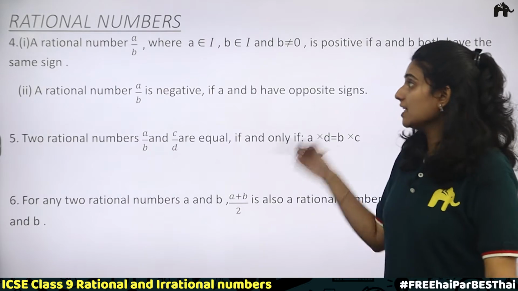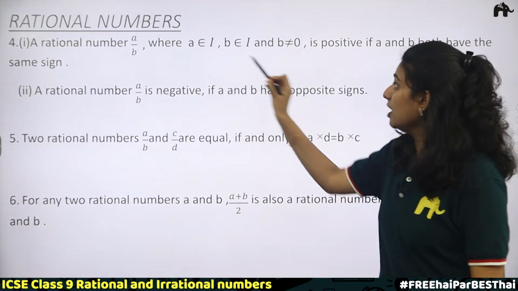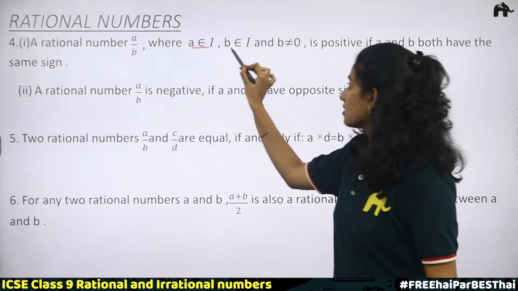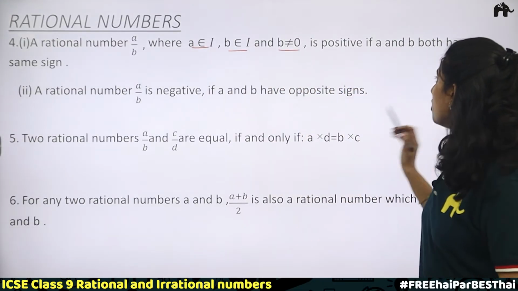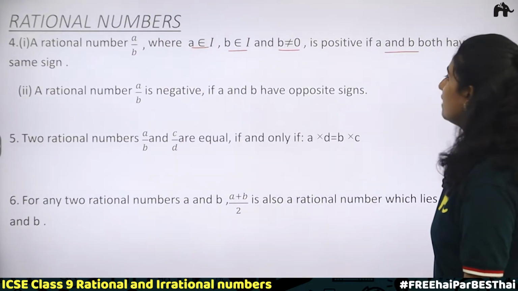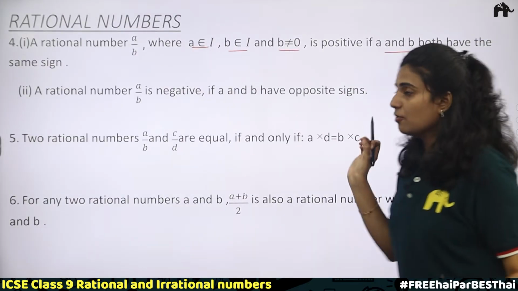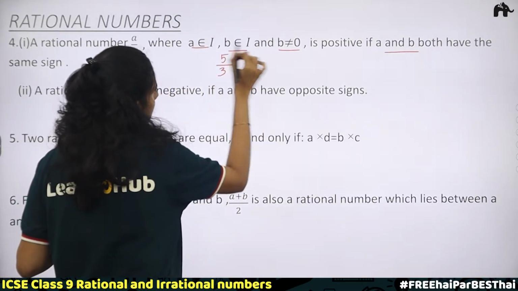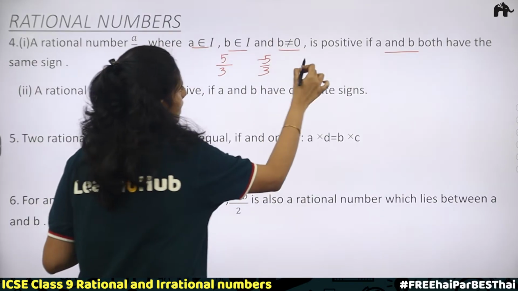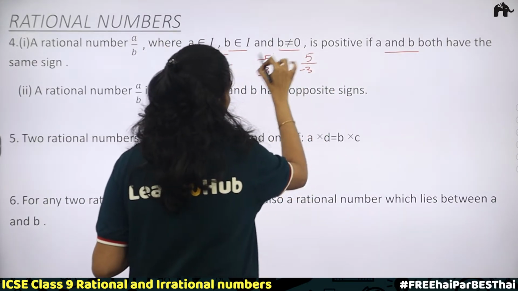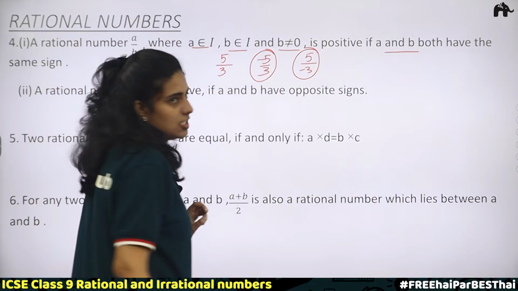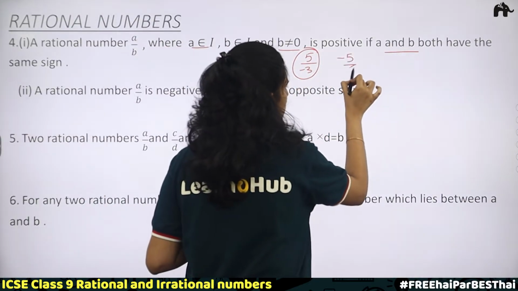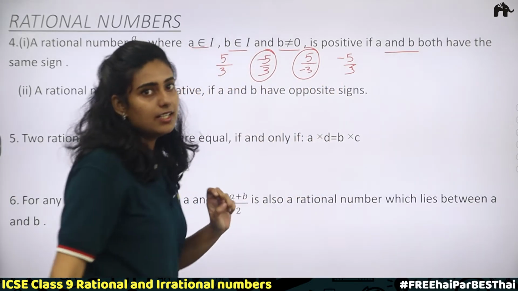Got it? Fourth point: a rational number A by B, where A belongs to I or Z, which is used to denote integers, and B belongs to I and B not equal to 0, is positive if A and B both have the same sign. Okay, what does it mean? I have told you that 5 by 3, minus 5 by 3, 5 by minus 3. Here minus 5 by 3 and 5 by minus 3 are the same. Because if you have 5 by minus 3, you can write it as minus 5 by 3. Usually we don't keep the negative sign in the denominator.